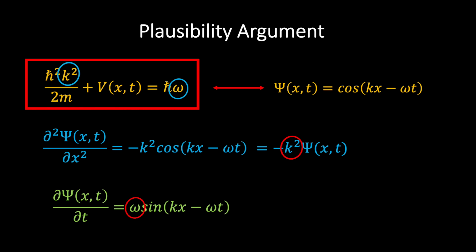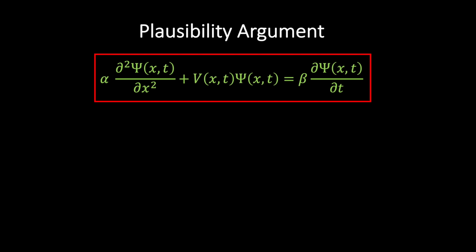In addition, there must be a term containing the potential energy function, and in order to ensure linearity, this term must contain a factor of the wave function. Putting all these ideas together, we are led to a differential equation of the following form, where we've introduced two constants alpha and beta to provide a bit of flexibility. Our job is to fix these constants by ensuring that our proposed wave function and wave equation is consistent with the de Broglie-Einstein relations.